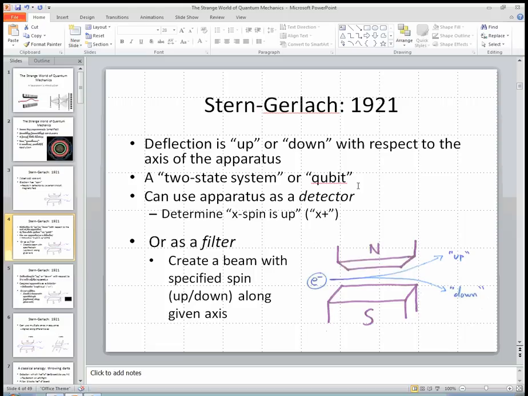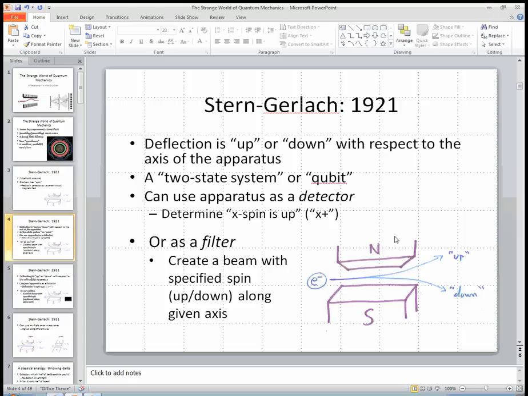Let's say that this axis up and down here is the x-axis. And what we're going to do is we could use this apparatus as a detector. An electron comes through here. If it gets deflected upward, we say that its x spin is up, or we just abbreviate that as x plus. And we're going to talk about y in another direction in a minute, don't worry. So that's one thing we can do, is we can detect what state this electron is in. Is it x plus or x minus, x up or down spin, along the x direction. So we've chosen to measure the x-ness of the spin.